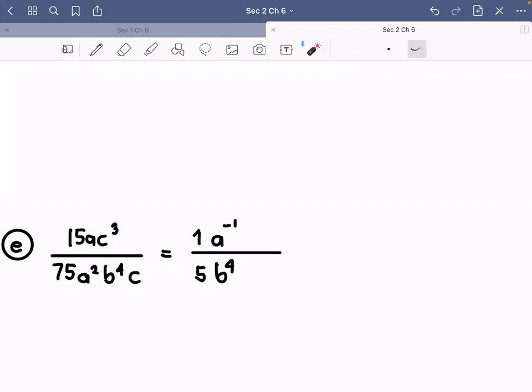And then how about c? So we have c cubed divided by c. What do we get? So this is 3 minus 1, so this is c squared. Okay, so let's simplify our answer. We cannot have this negative index here, so we need to put this here on the denominator. So for my final answer, it's just c squared all over 5a b raised to 4. So that's my answer.